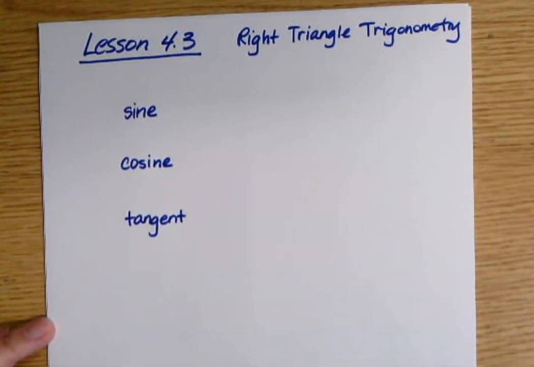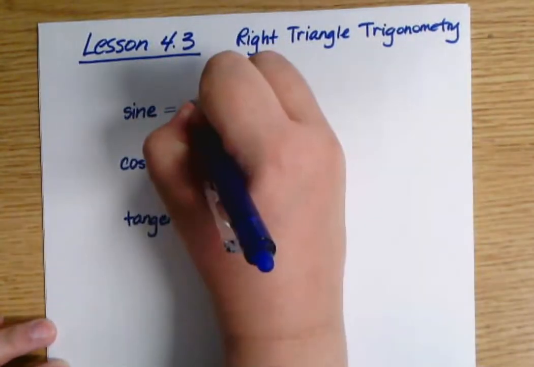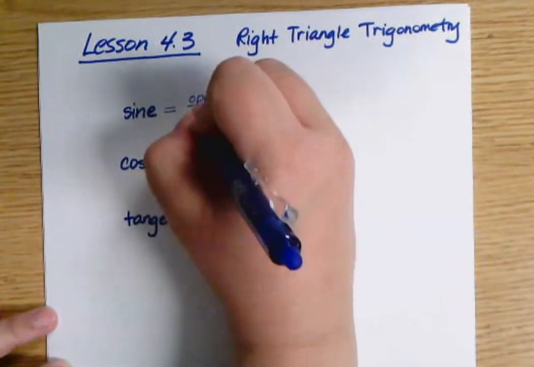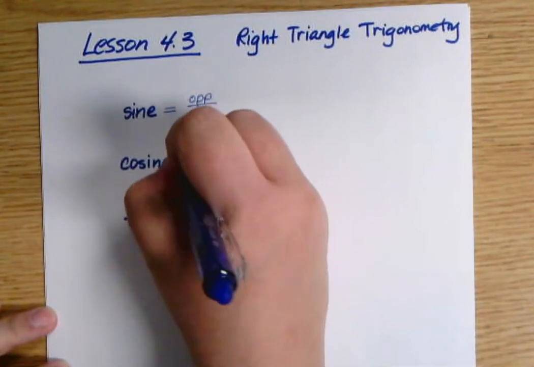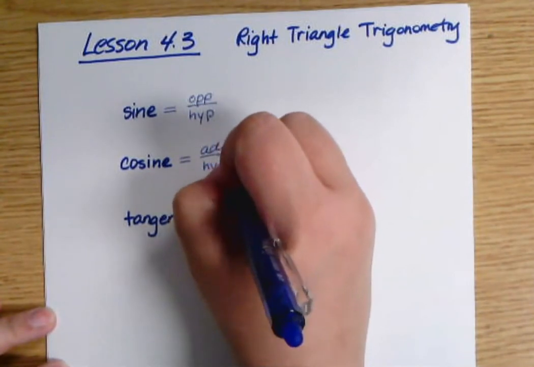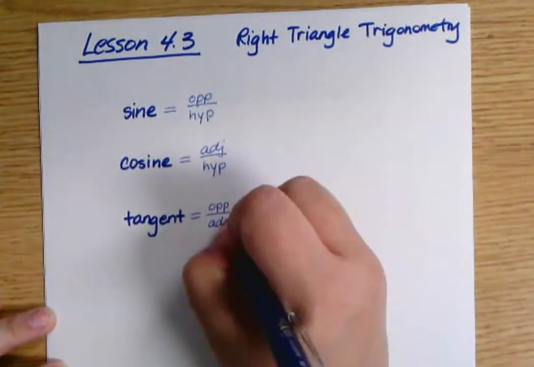Okay, the first thing I want to talk to you about is that there are 3 more trigonometric functions, and that they are reciprocals of these 3. So first off, let's define these 3. The sine of an angle is the ratio of the opposite side length, the side length that is opposite from the angle, over the hypotenuse length. The cosine is the ratio of the adjacent side length over the hypotenuse, and the tangent is the ratio of the opposite side length over the adjacent length.